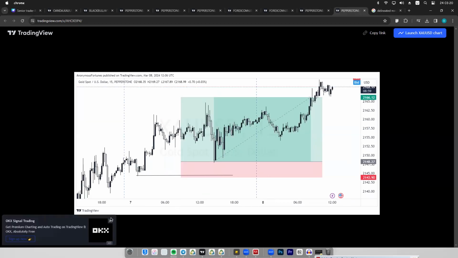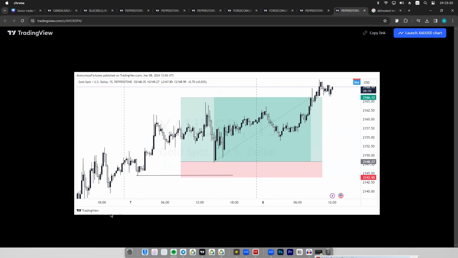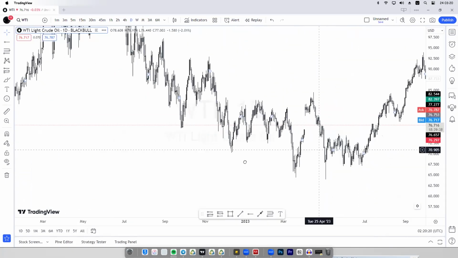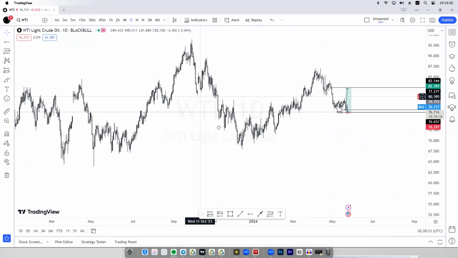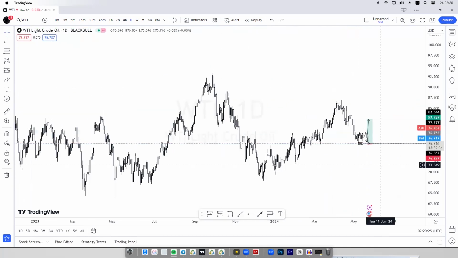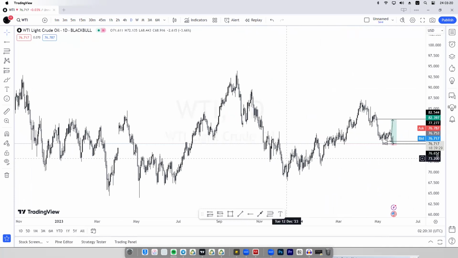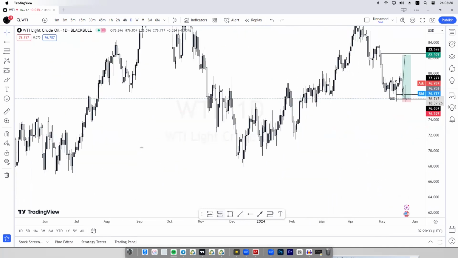Okay, so let's go back into the charts and I will show you some of these examples on a daily time frame. So for this example, I'm going to be using oil. That's not to say oil is the only pair it happens on. Basically, it happens on a lot of time frames, different time frames, and in different pairs as well.